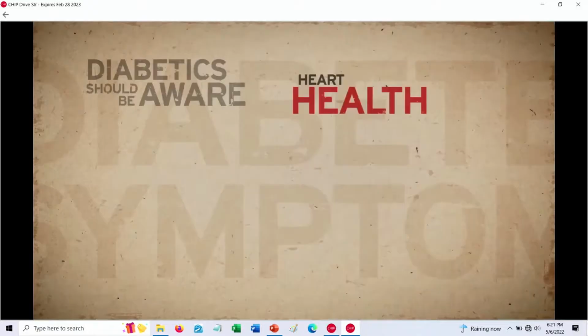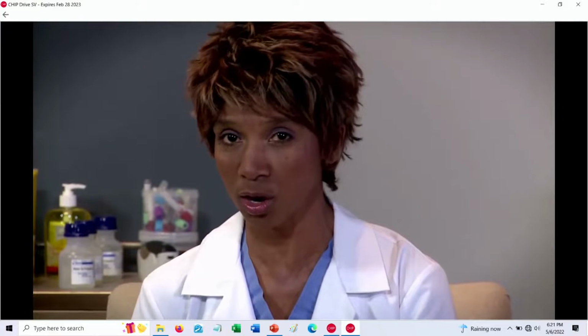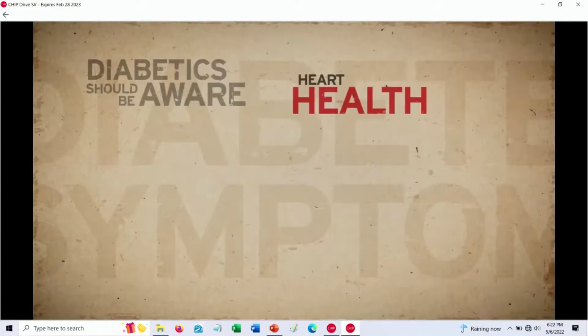And they are, first of all, your heart health. Remember that cardiovascular conditions are what cause most of the problems for those with diabetes. So be aware of what your cardiac risk factors are. Prevent them where possible, and control them if you already have them.